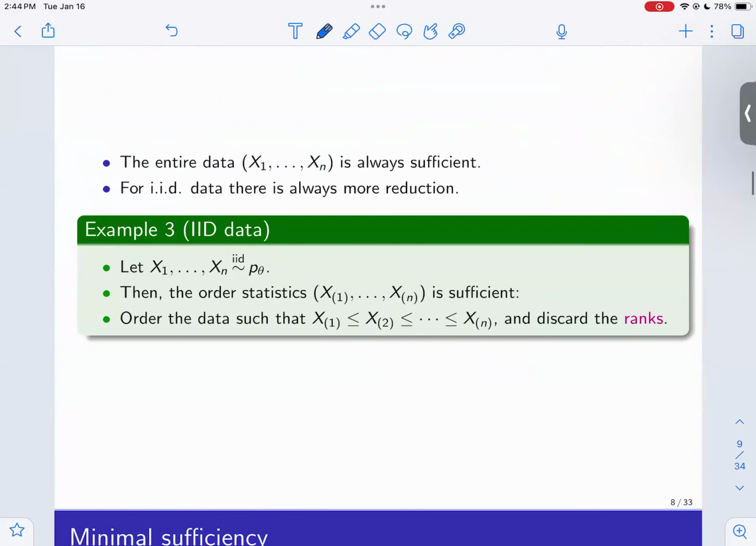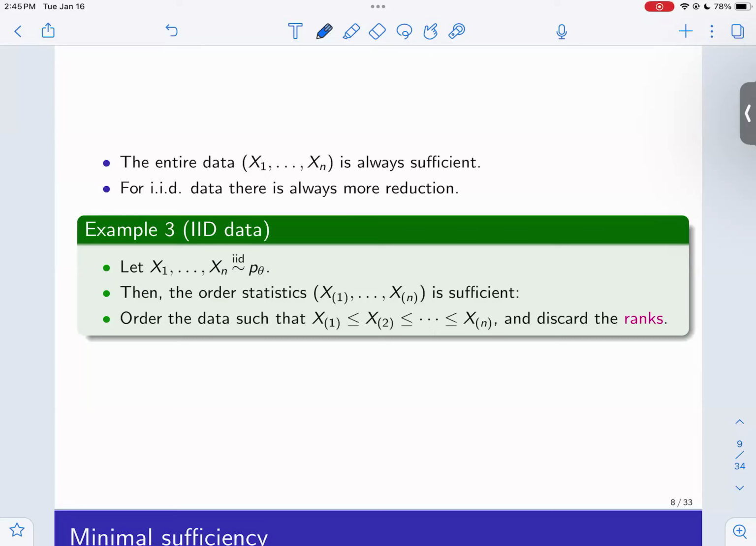Okay, let's do another example. First, the entire data is sufficient always. When I condition on the entire data, I can certainly generate the entire data without the knowledge of theta, and from the factorization theorem it is obvious. For IID data, there's always more reduction from the original data. I think it might be a homework problem: you write down the density. If I have IID data from its density, then the order statistic is always sufficient. This is intuitively clear because the order in which the data come in doesn't have anything to do with theta. Because they're IID, I can permute them and it doesn't change the distribution.